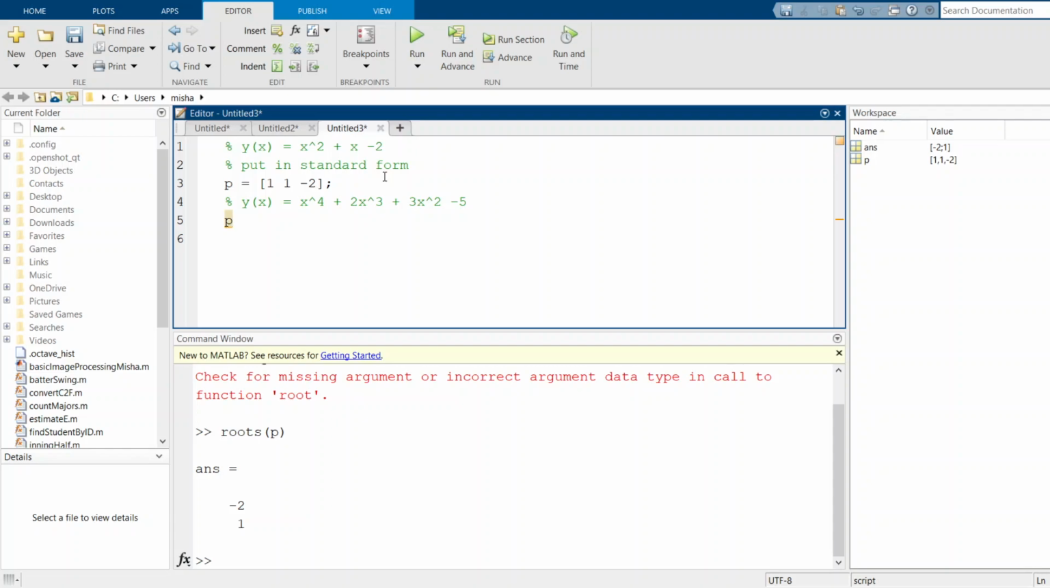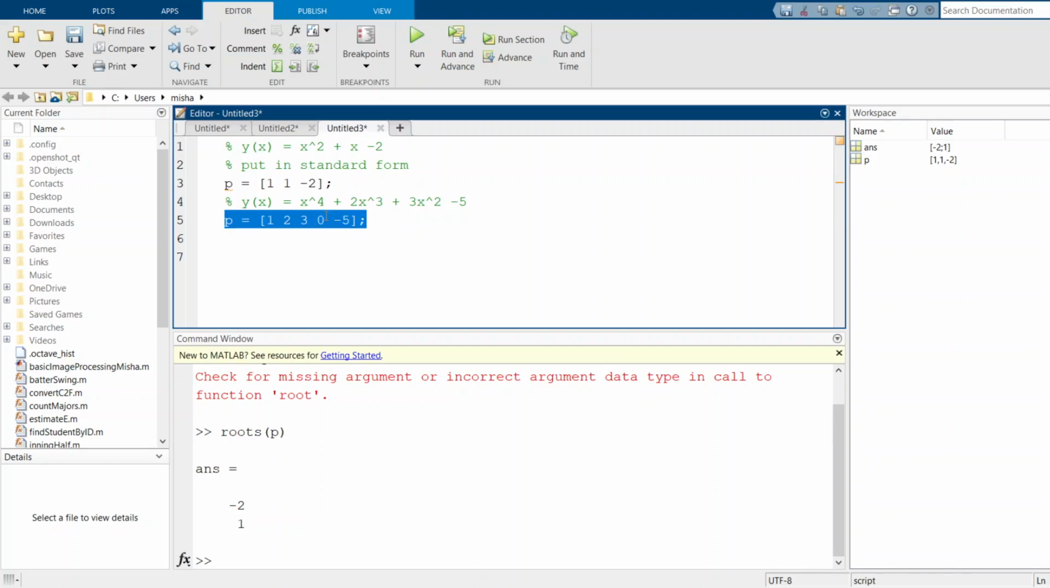So make sure when you are creating your polynomial vector that you put a 0 there if you don't have a term. The coefficient of the x to the 4th term is 1, the coefficient of the x to the 3rd term is 2, the coefficient of the x squared term is 3. There's no x to the 1st term, so we'll put a 0 there, followed by negative 5. Those are all my coefficients for this new polynomial.